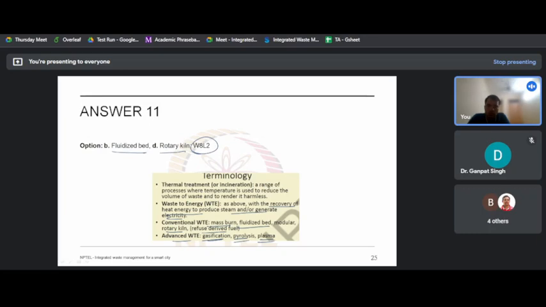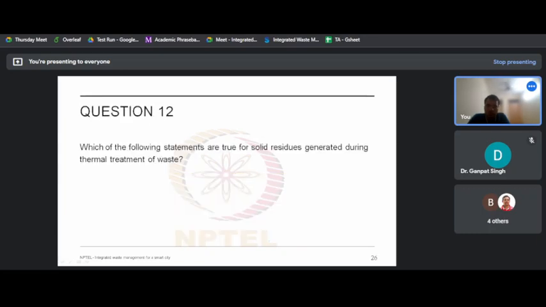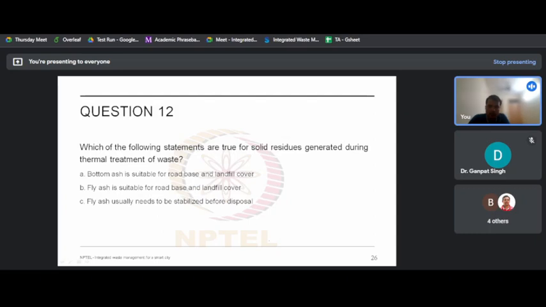Moving on to question number 12. Which of the following statements are true for solid residues generated during thermal treatment of waste? A, bottom ash is suitable for road base and landfill cover. B, fly ash is suitable for road base and landfill cover. C, fly ash needs to be stabilized before disposal. And the last one, bottom ash usually needs to be stabilized before disposal.